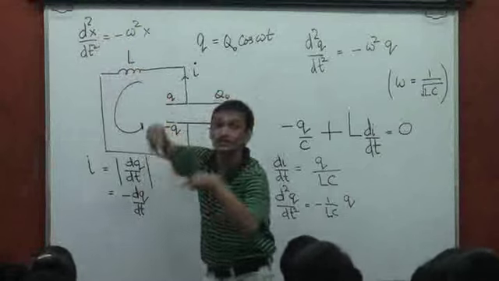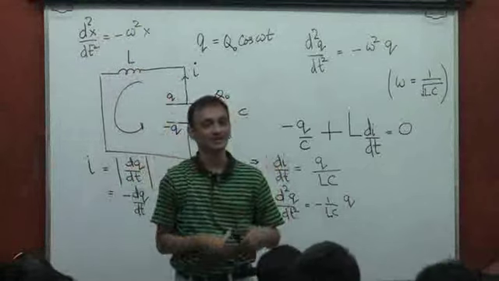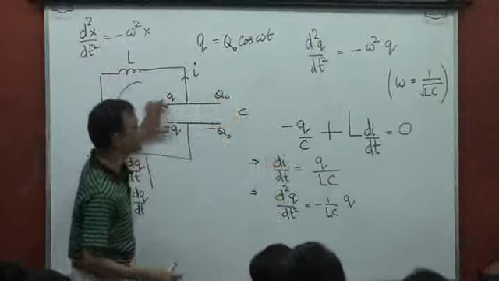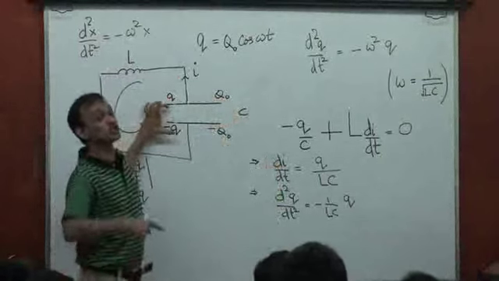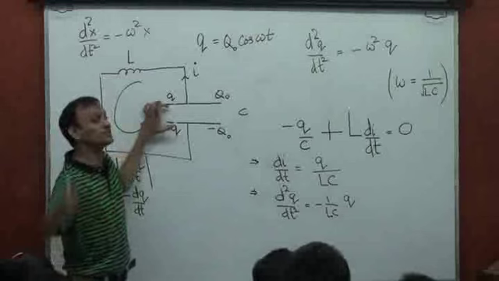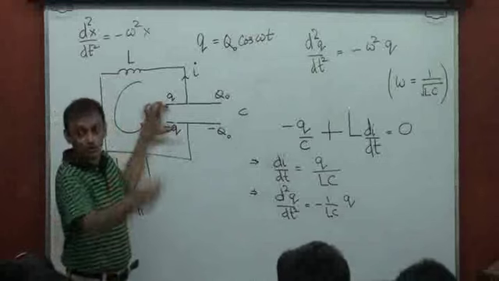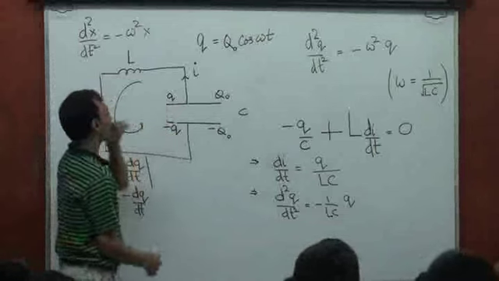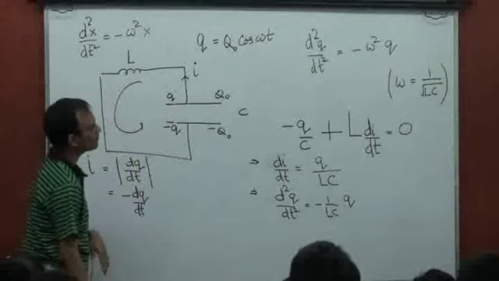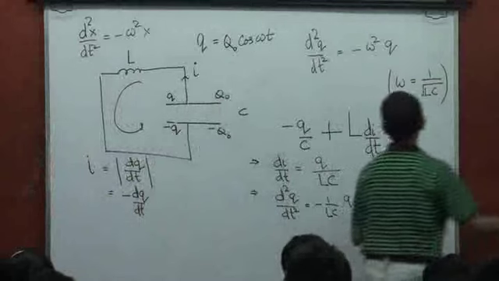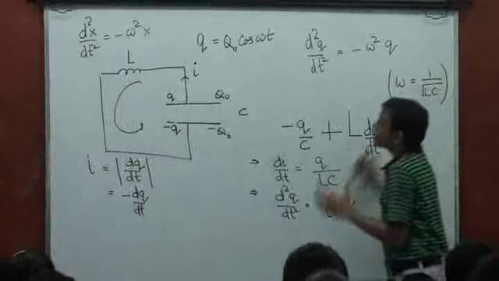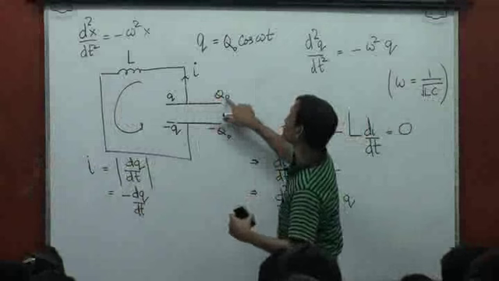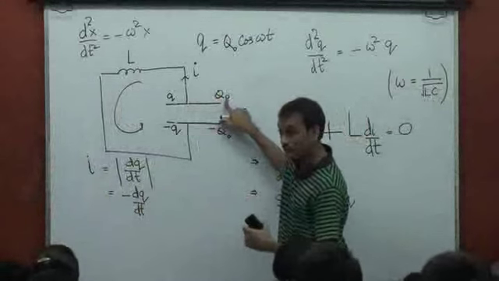The charge oscillates harmonically on the plates of this capacitor. Q versus time has a sinusoidal variation. Cosinusoidal is the same as sinusoidal. What really transpires is that there are instances when Q becomes Q naught.